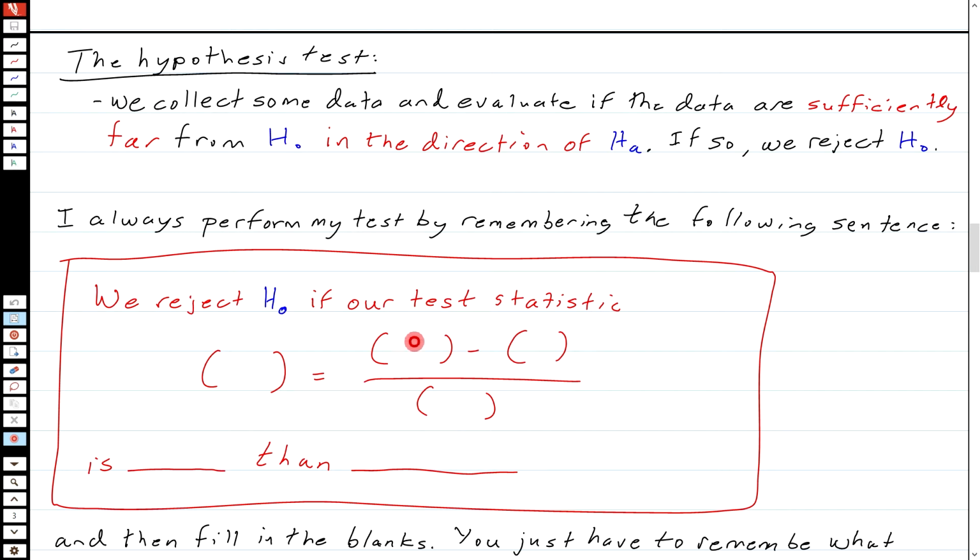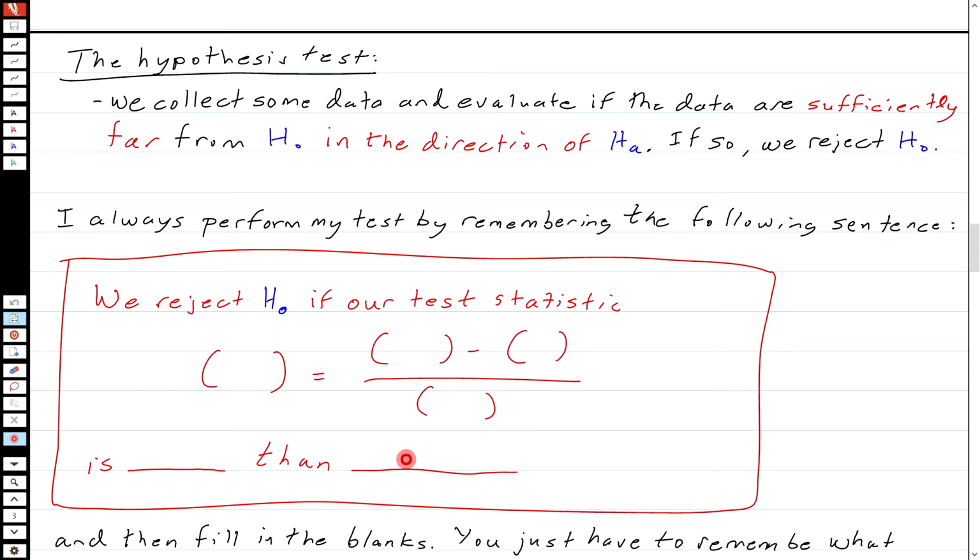The rest of the sentence is: this is going to be less than, greater than, or either less than or greater than, depending on what HA says. So this is in the direction of HA. And then the number here is the criterion.